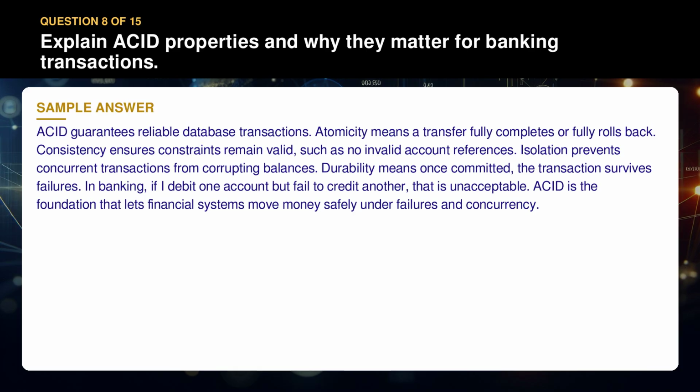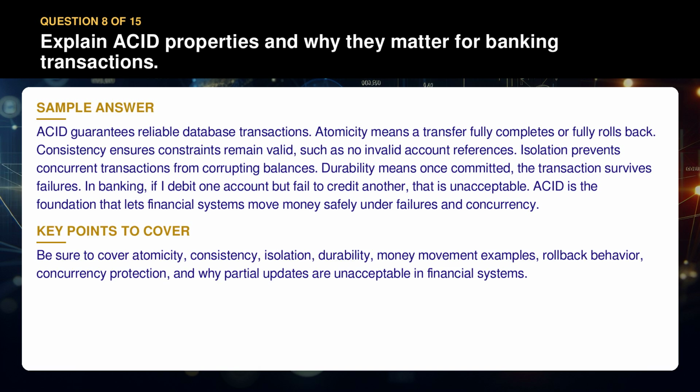Isolation prevents concurrent transactions from corrupting balances. Durability means once committed, the transaction survives failures. In banking, if I debit one account but fail to credit another, that is unacceptable. ACID is the foundation that lets financial systems move money safely under failures and concurrency.